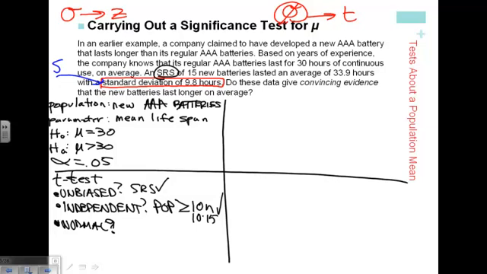Second layer is if it's greater than or equal to 15, but less than 30, then we ask the question, is it about normal? Is there evidence of strong skewness or outliers? If there's strong skewness or outliers, we can't use this test. At least we can't use it safely. But if there's no evidence of skewness or outliers, we're good.